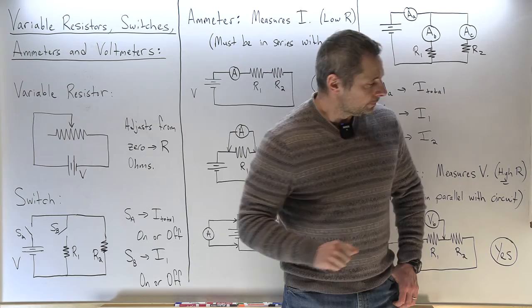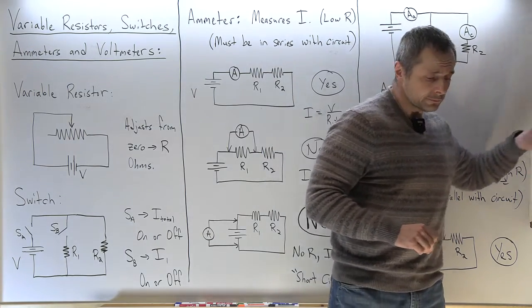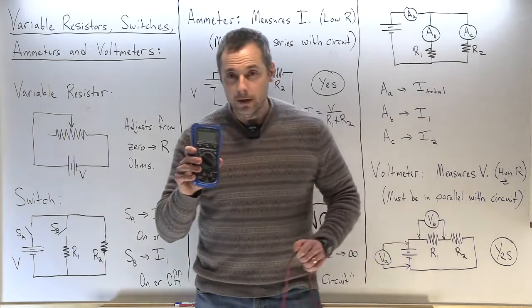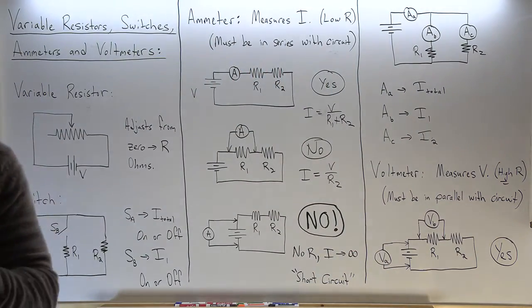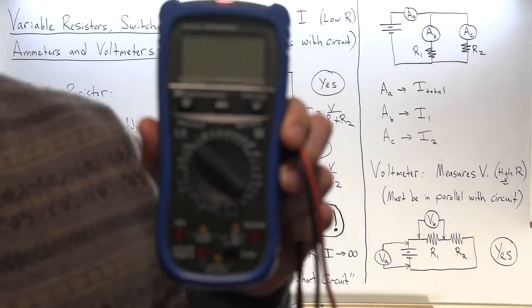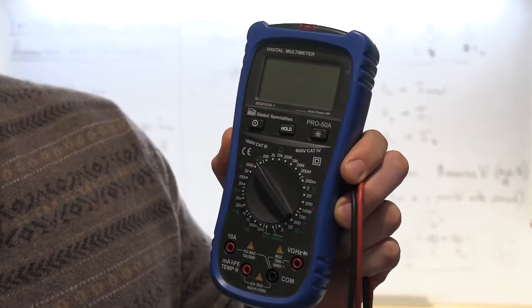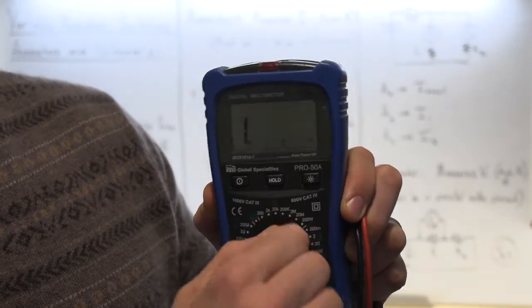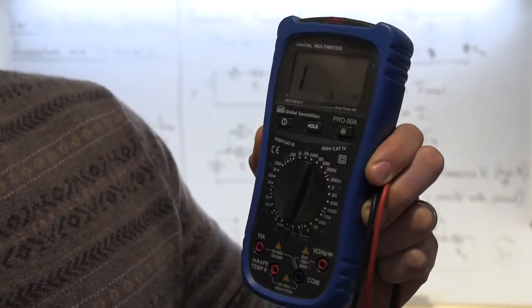Ammeters and voltmeters. So first thing, what I have here is called a multimeter. And let me get closer here. Why is it called a multimeter? Because it can measure multiple things. Turn it on, and I could turn this dial in a whole bunch of different places.